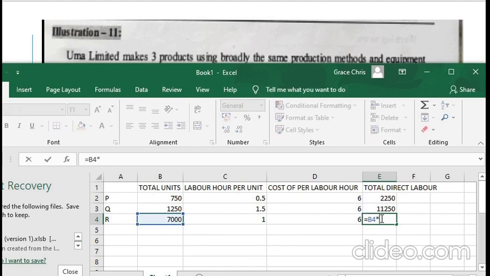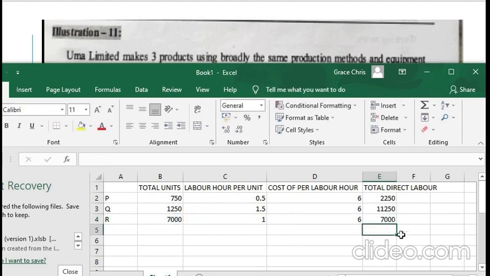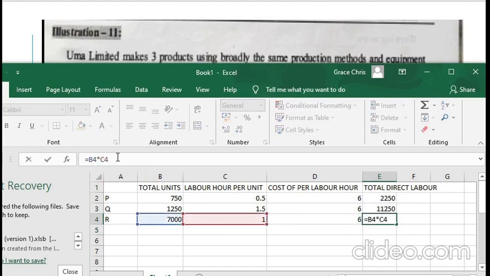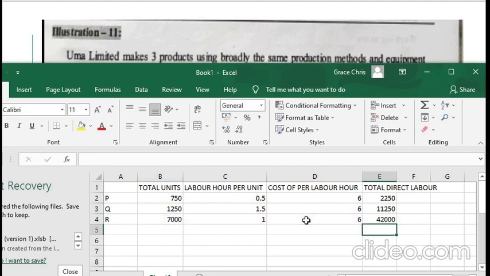The same thing for R: 7,000 is the total units. The number of hours taken to produce 1 unit is 1 hour. So for 7,000 units, 7,000 into 1 will give you 7,000 direct labor hours. What is the cost for 1 labor hour? For 1 hour, the cost for labor is 6 rupees. So 7,000 into 6 will give you 42,000.